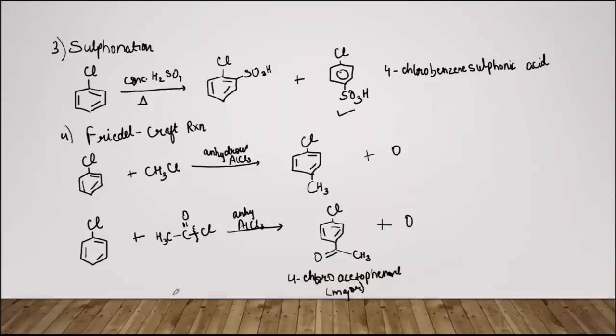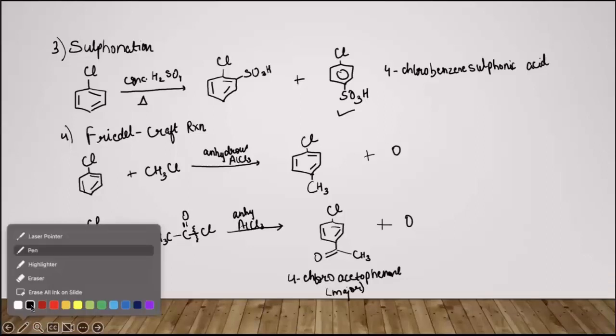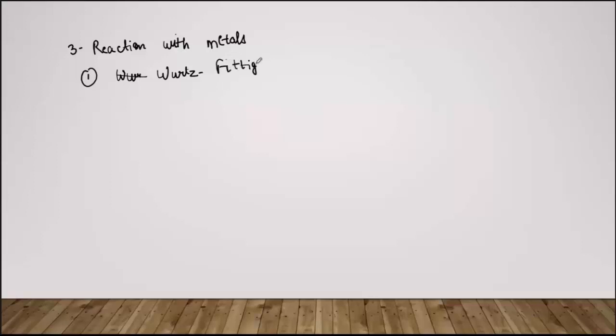Okay? Now, coming to the third category of the reactions of haloarenes, that is reaction with metals. In haloalkanes also we had this category, or similar reactions will be here also. So the first one in this is the named reaction, known as Wurtz-Fittig reaction. What happens is a mixture of alkyl halide and an aryl halide is taken, and it is reacted in the presence of dry ether with sodium. Let me write it down first.